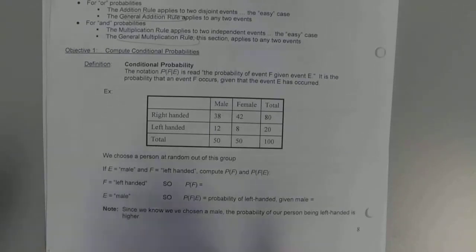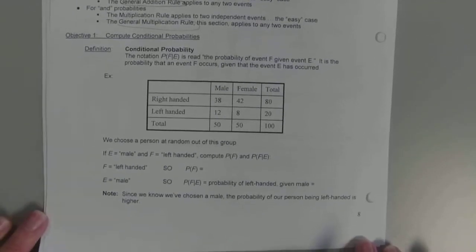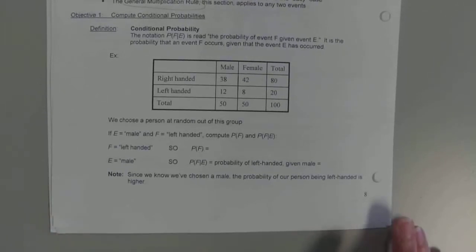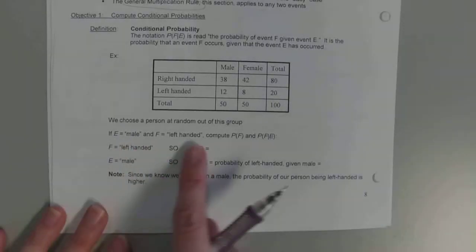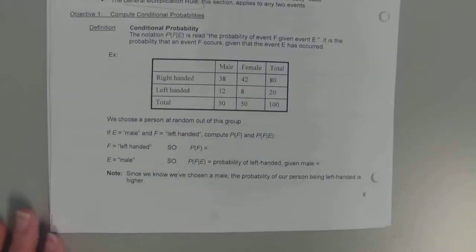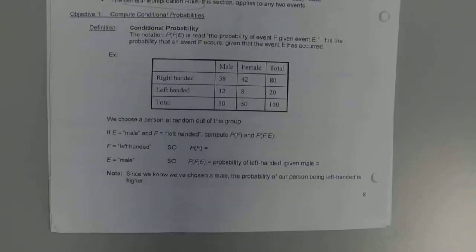Every year I mean to edit these and I always forget to. It's that same exact chart that we dealt with on Monday, where there's 100 people total, 50 are males, 50 are females, 80 are right-handed, 20 are left-handed. But then I try to match the book with E's and F's and it gets a little complicated. I'd rather just use M and LH for left-handed, but okay.